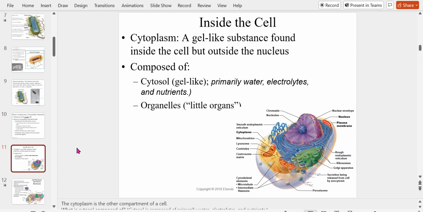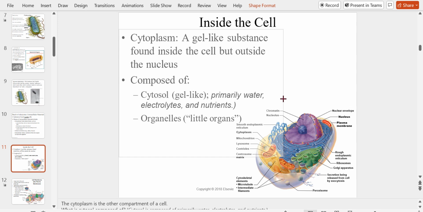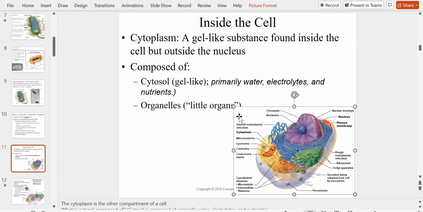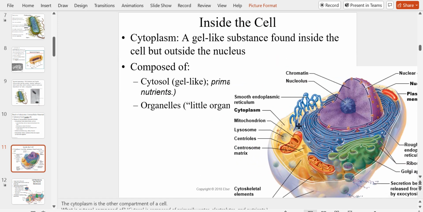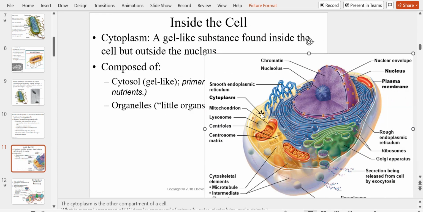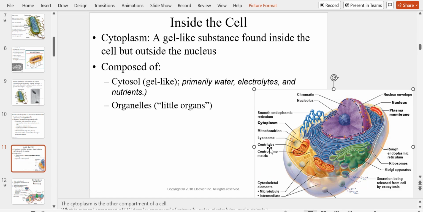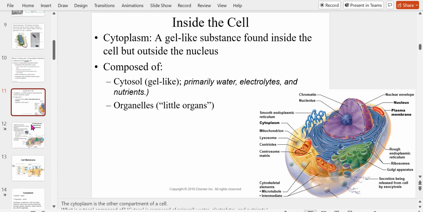Okay, so let's have a look. Inside the cell, here we've got the cytoplasm, and here's the same shot as before. You can blow this up as needed. So there's your cytoplasm, a gel-like substance found inside the cell but outside of the nucleus, composed of cytosol, a jelly-like matrix that is primarily water, electrolytes, and nutrients, and houses the organelles, which are the little organs of the cell.